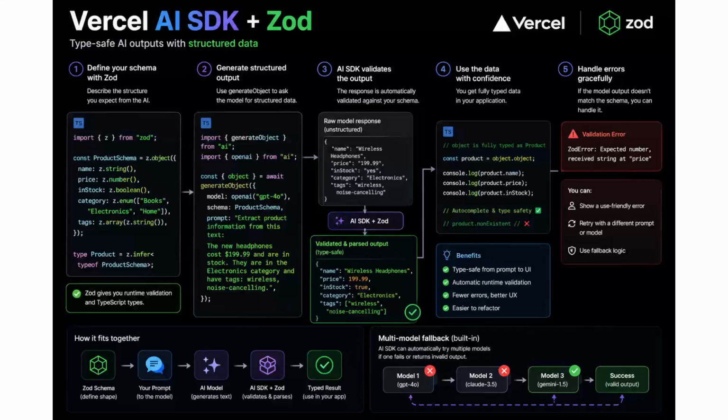For type-safe AI output with structured data, we first define a schema with Zod. In this example, you see here that we have a product schema with a name, a price, an in-stock flag, a category, and some tags. Then we generate structured output.